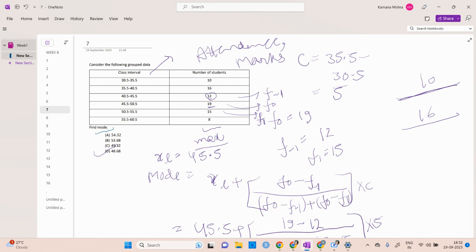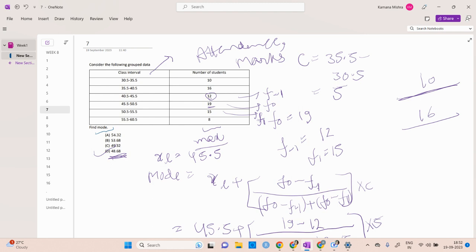So if you have found this mode as 48.68, then at this particular mark there is a possibility that the maximum number of students have this mark. That's it.